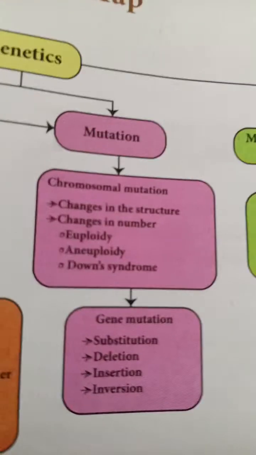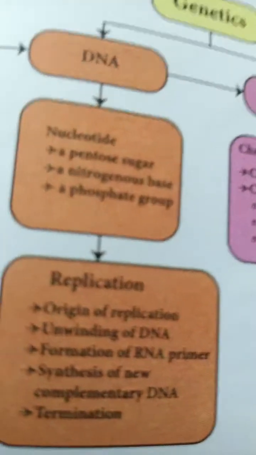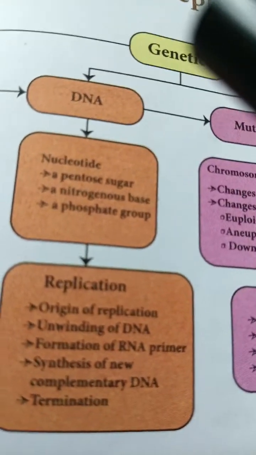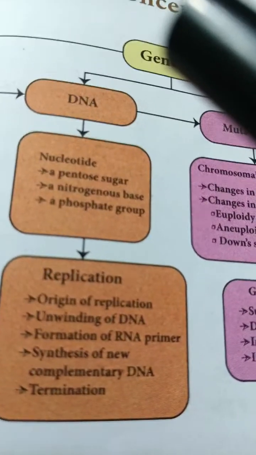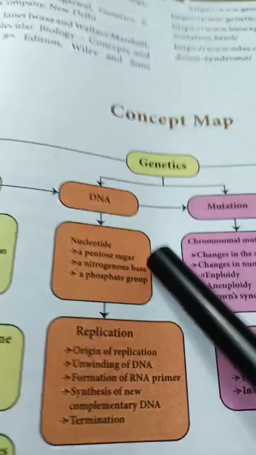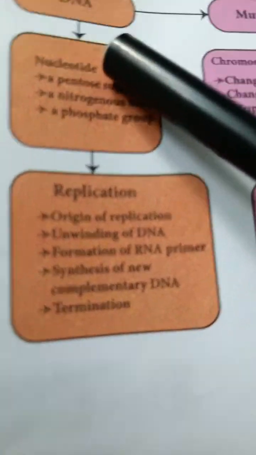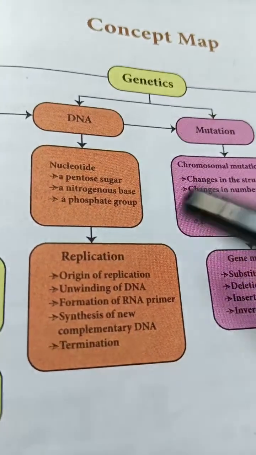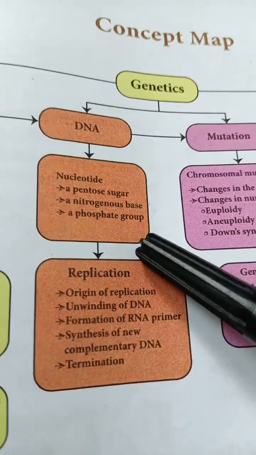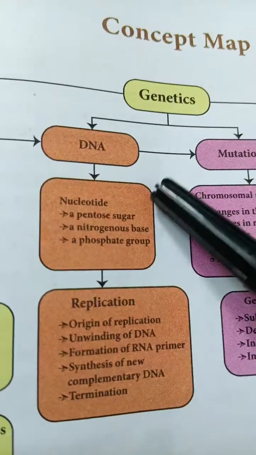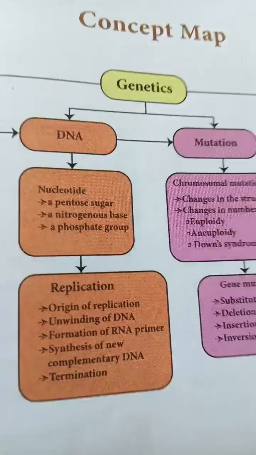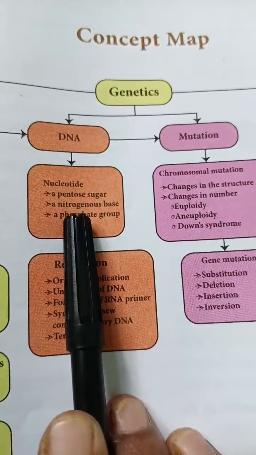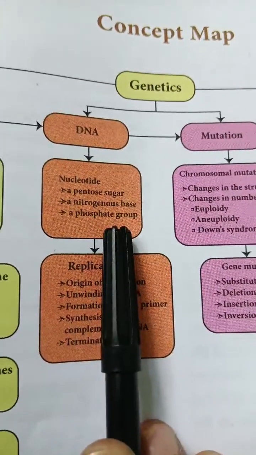Okay, now next we studied the DNA structure, isn't it? What is the DNA structure? What are the basic things present in the DNA? DNA is nothing but a polynucleotide, which is many in number in the living organisms. And what are the parts of the DNA? DNA has a pentose sugar, DNA has a nitrogenous base, and DNA has a phosphate group.